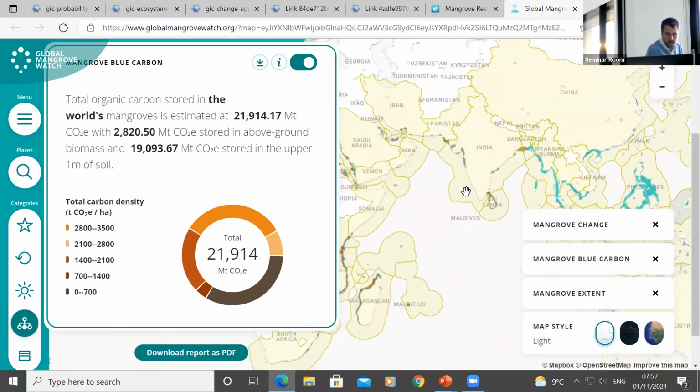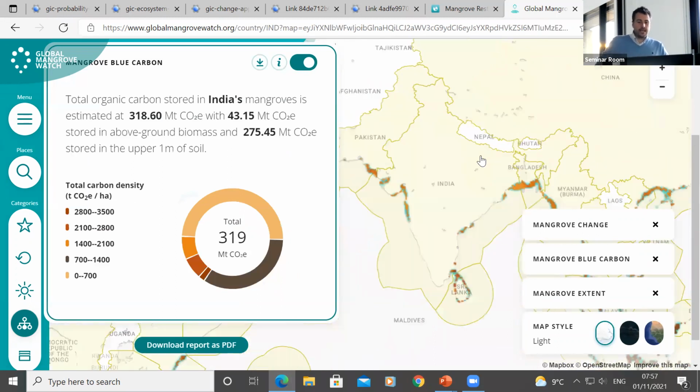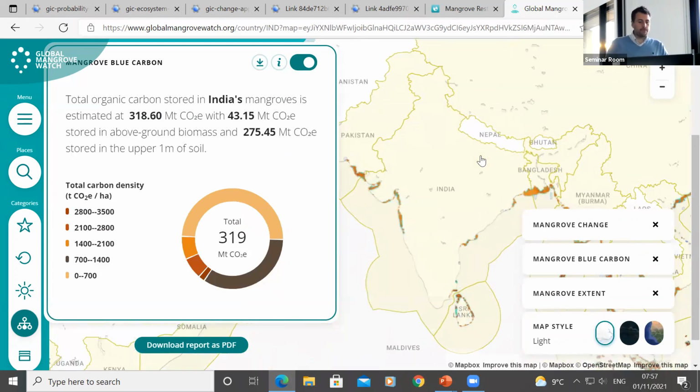And this time I'm going to go to India. And I'm going to click on India. And what you'll see is that it recalculates and gives you the statistics for India. And it will do the same for all the different data widgets that are shown. So you can start to get national level data. And this is some of the cutting edge science that's available in terms of mangrove extent or mangrove carbon.